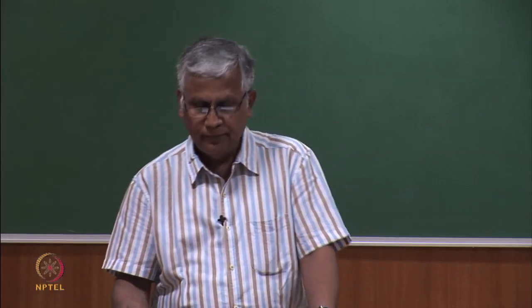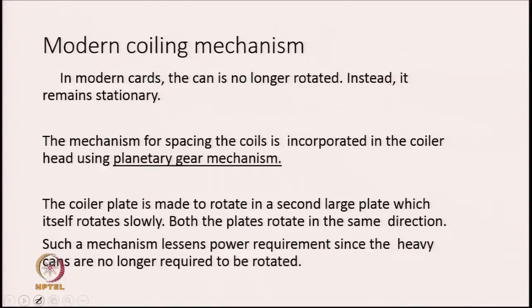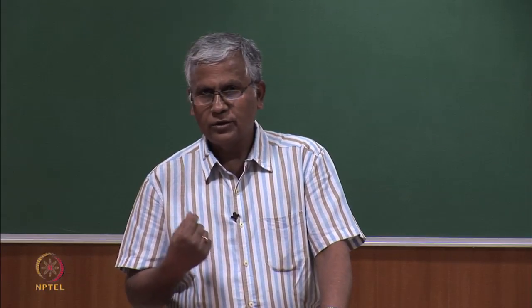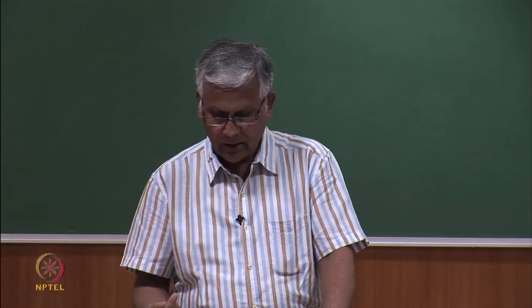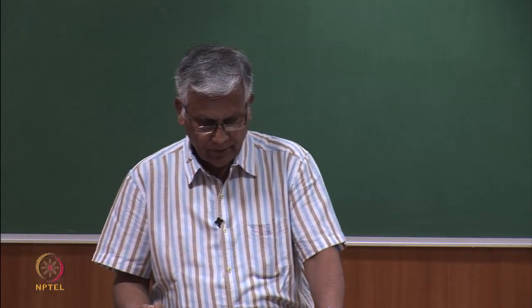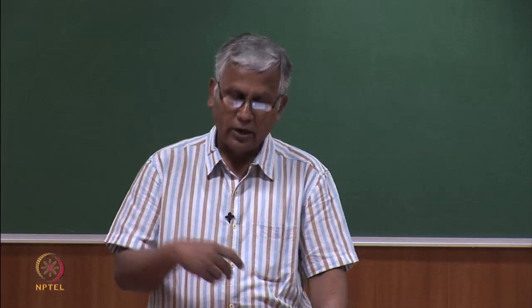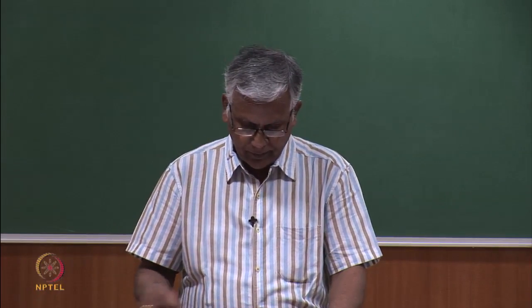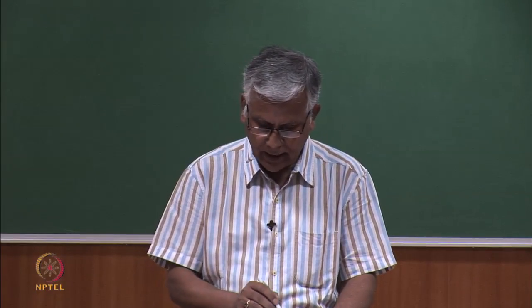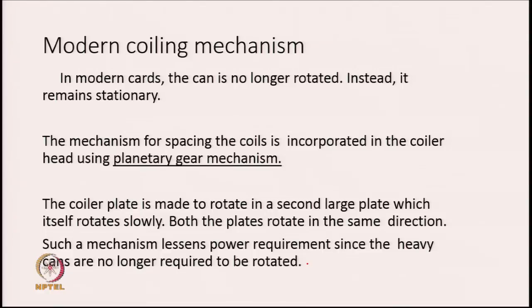It is similar to the way the earth rotates around the sun: the earth is turning on its own axis, and at the same time the earth is also rotating around the sun. A similar kind of mechanism is created, and by that the coils are laid inside the can. Such a mechanism lessens the power requirement, since the heavy cans are no longer required to be rotated. That is the advantage we get. That is how the machine has been designed.